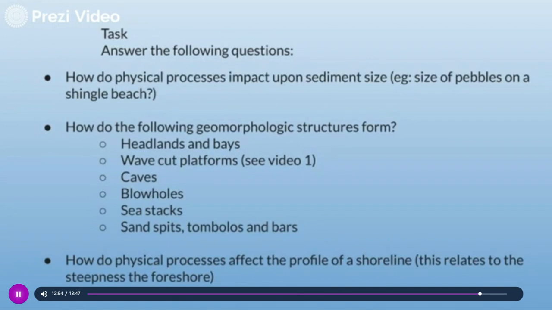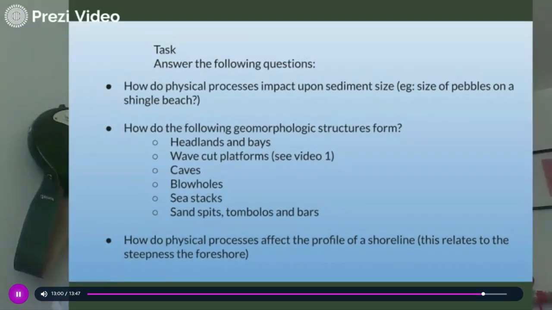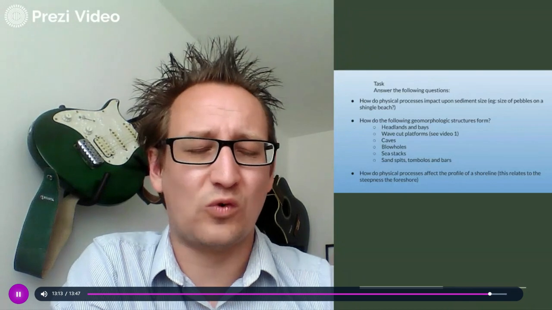And then the last one is just think about how physical processes affect the profile of a shoreline. What do I mean by the profile of a shoreline? What I mean by that is whether a beach is shallow or whether it's steep, so when you look at it side on. And remember, we talked about that idea earlier about constructive and destructive wave patterns and the way that the swash and the backwash can either lead to depositing of sand or the removal of sand. And that's going to give you the key answer to that particular section.